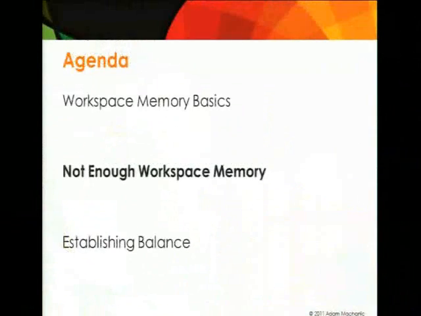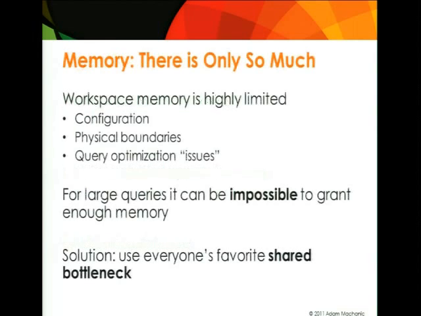So we've discussed workspace memory and what it is, what happens when there's not enough of it, and what happens when things have to wait. But there's another aspect of what happens when there's not enough memory, and that's when things start to spill. And they go out to everyone's favorite shared bottleneck, as I've taken to calling it. Anyone know what that is? TempDB, yes.